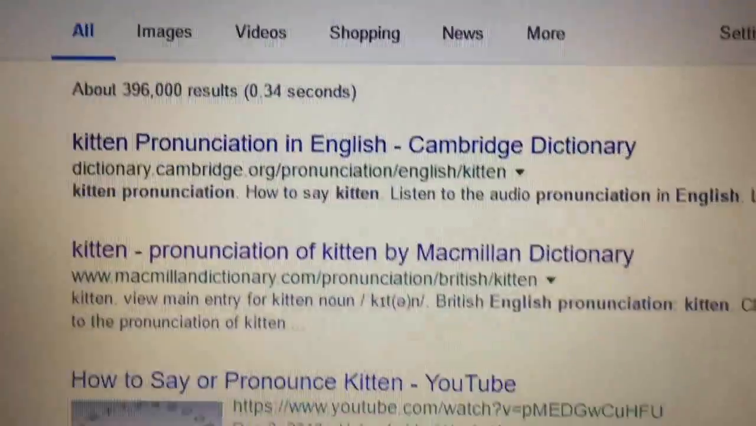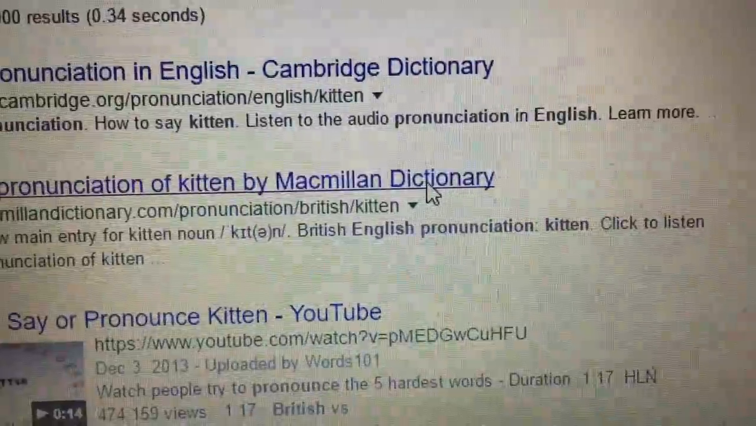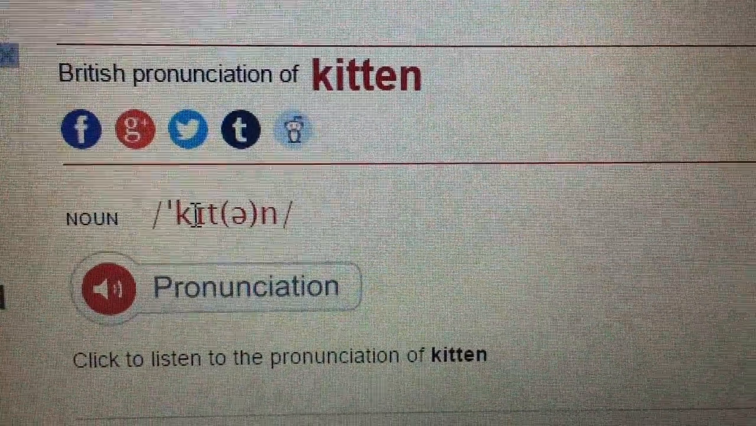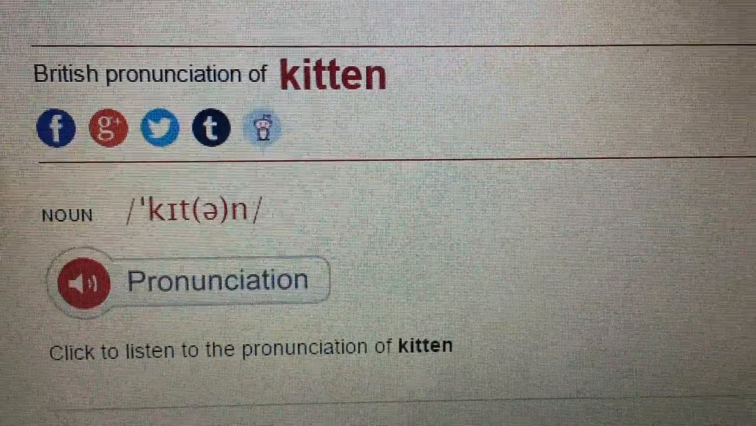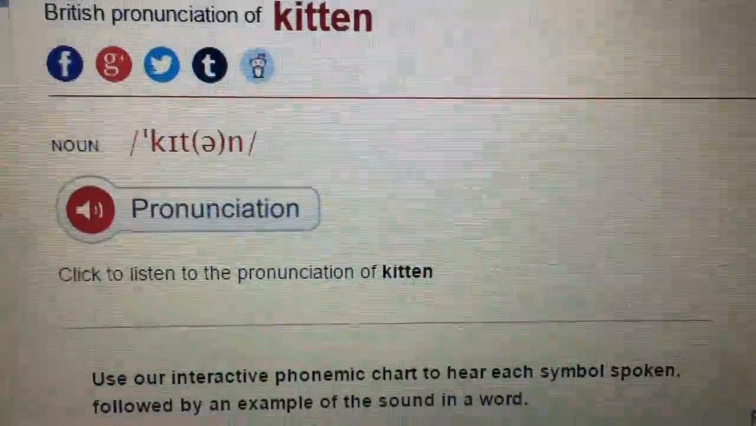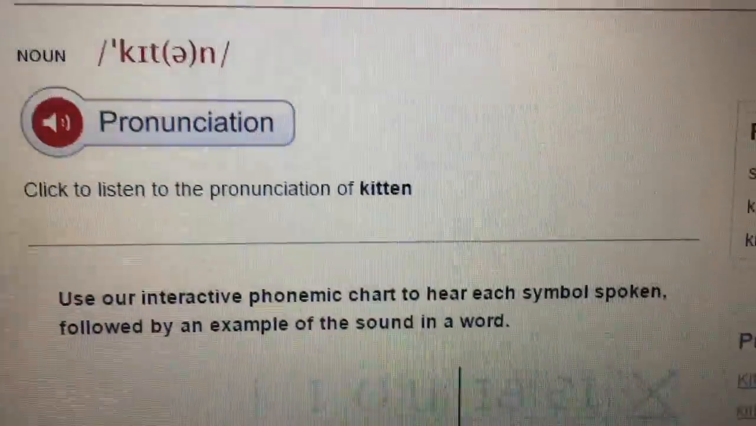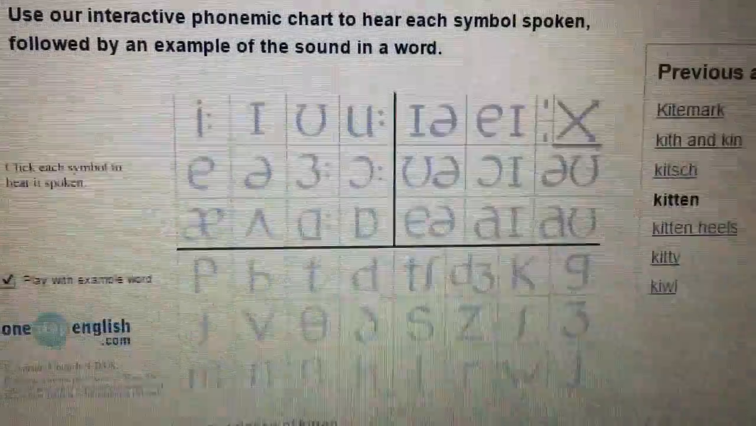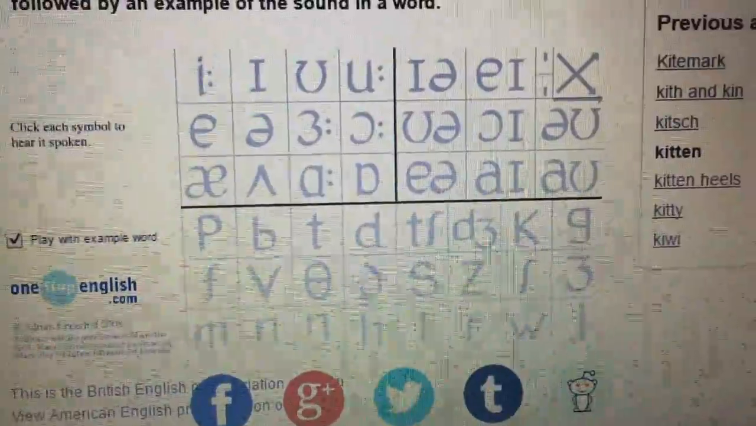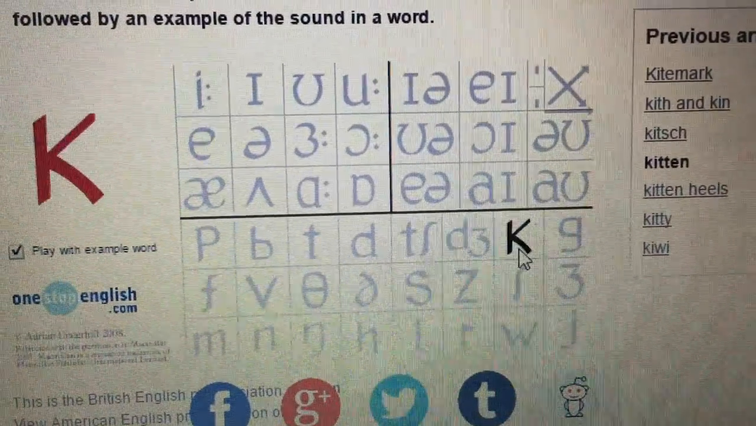So British pronunciation of kitten. Let's go to Macmillan. The reason that the children get used to using this is because they can play it. Kitten. So that shows the phonetic symbols. Don't worry about the bracket, but you will find that interesting when you look at a word with a ul sound, like little or pupil. Anyway, so here we go. Interactive chart. So let's play kitten. Come on, mouse, where are you? There you go.